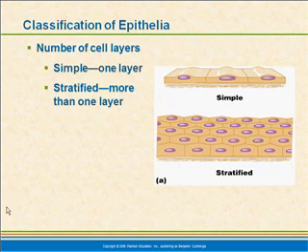Now, we classify epithelial tissues by just a few characteristics, actually. The number of cells, or cell layers. Things can be one layer thick, or more than one layer. So, simple is one layer thick. If it has more than one layer, and that can be 2 to 1,000, it doesn't matter, anything more than one is considered stratified.